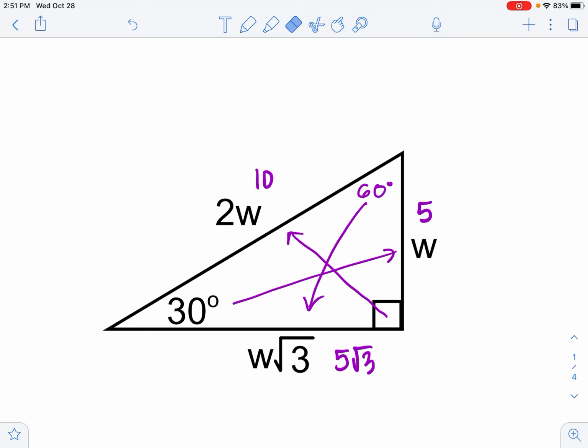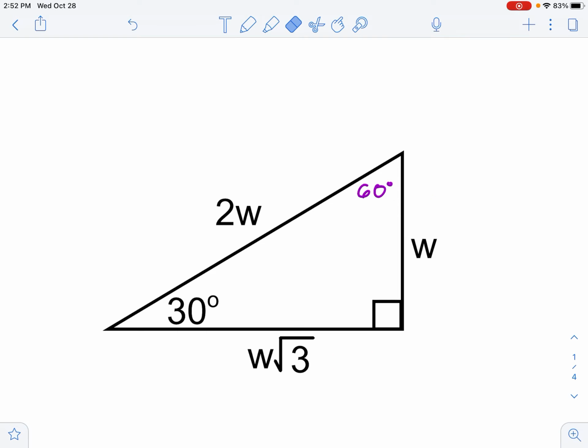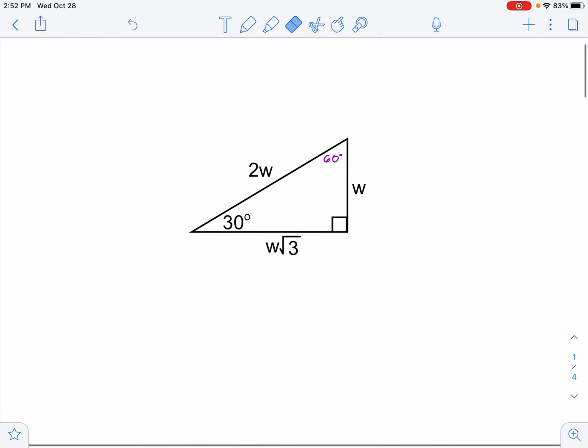Okay? You can obviously go from one to the other. So, for example, if I gave you that the hypotenuse was 10, you know across from the 30 degrees is half of that, which is 5. And then you know across from 60 degrees is root 3 times that amount, which is 5 root 3. Okay? So that's just an example, and you can do this with any number. So I can say W is 2. That means the hypotenuse is 4, and the side across from 60 is 2 root 3.